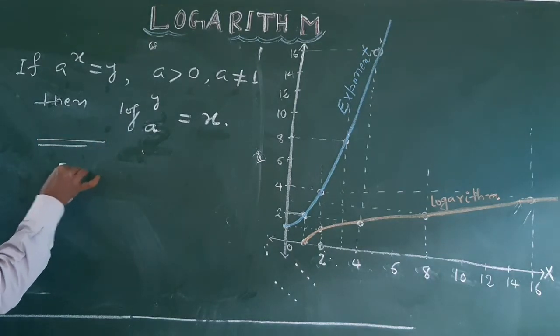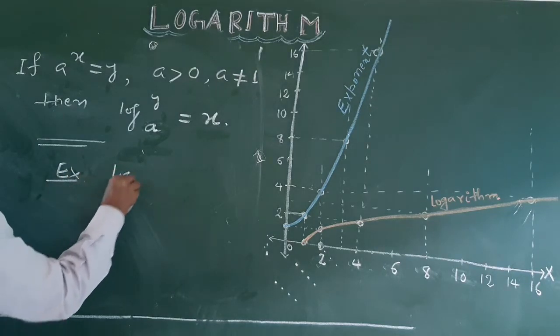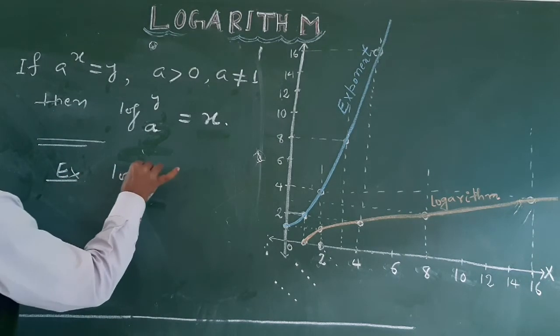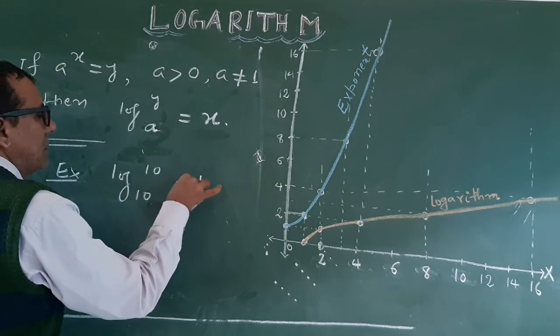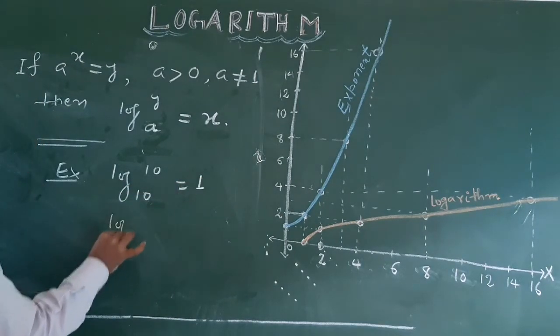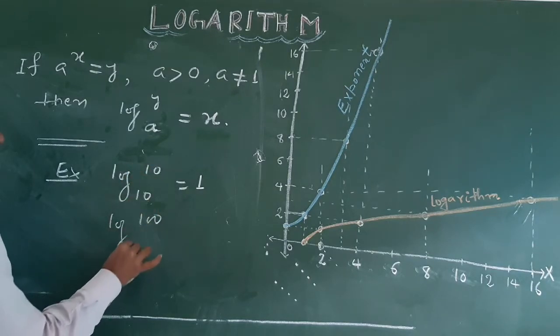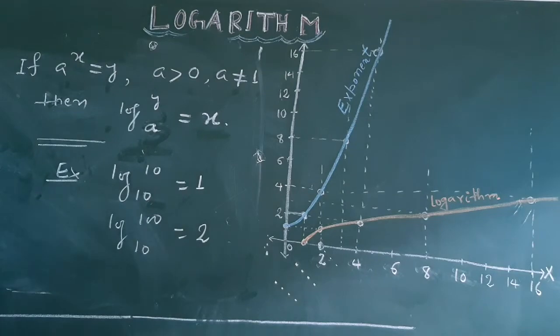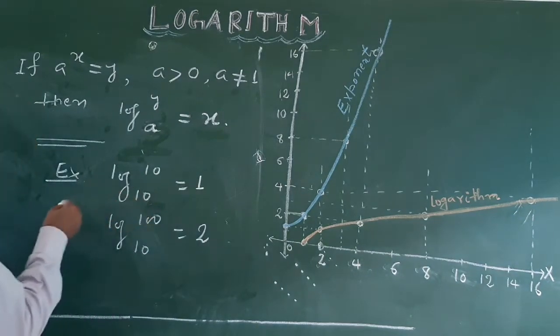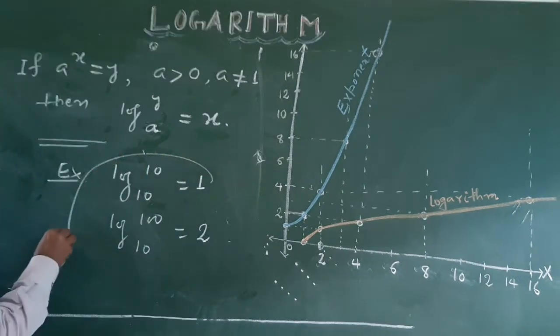Some other examples you can write here. Log 10 raised to the 10 equals to 1. Log 100 raised to the 10 equals to 2. We can also convert from log to the form of exponent.